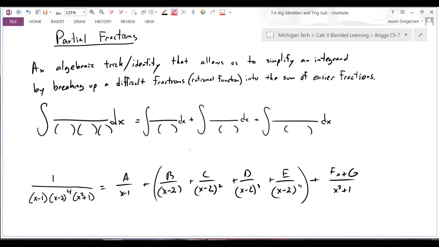And this is actually a theorem from algebra. We're just applying it here. So it's really kind of a mechanical process. You see this one, and you're going to break it into something that looks like this. And all those coefficients, A, B, C, D, E, F, G, they're just numbers. Of course, the tricky part of this process then is finding out what those numbers are.